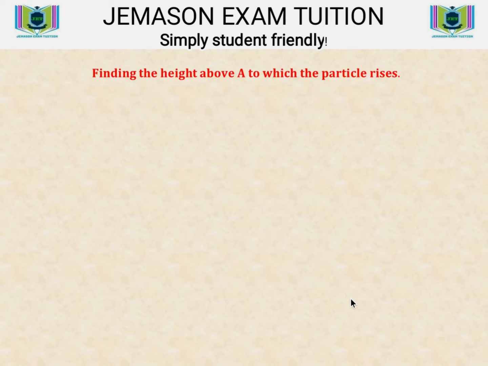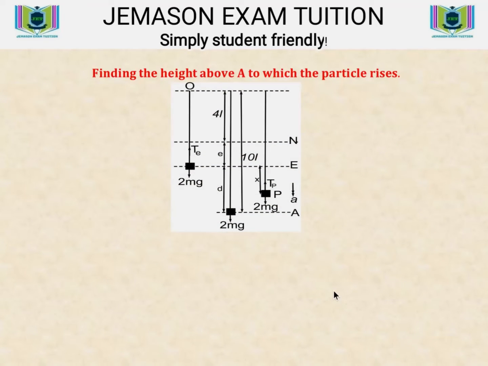In the last part of the question, we are asked to find the height above A to which the particle rises. Again, the diagram is here and the particle starts from A, released from rest, and is moving upwards. So for it to rise above A, it would surely reach N with a certain speed different from 0, and so it has the capacity to rise above N, and this time above N it will be moving solely under the influence of gravity.